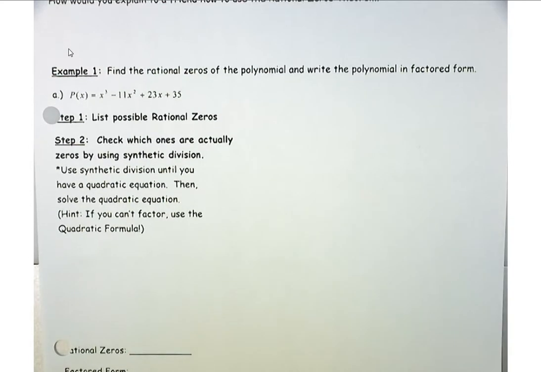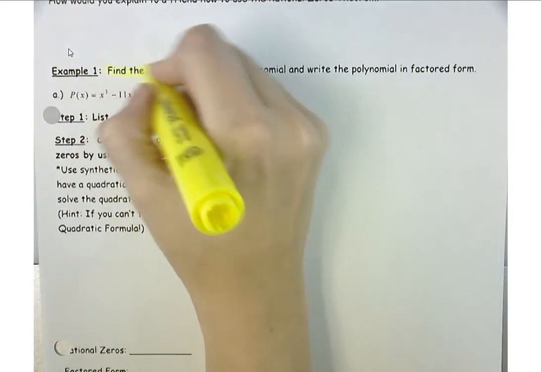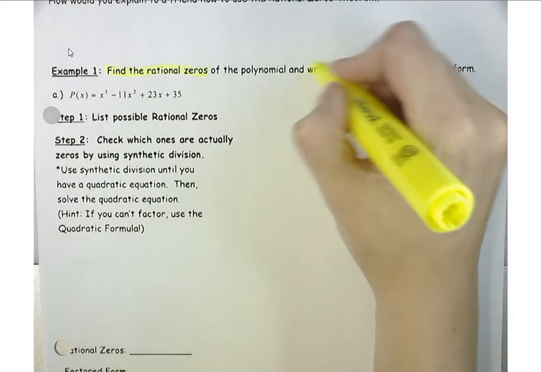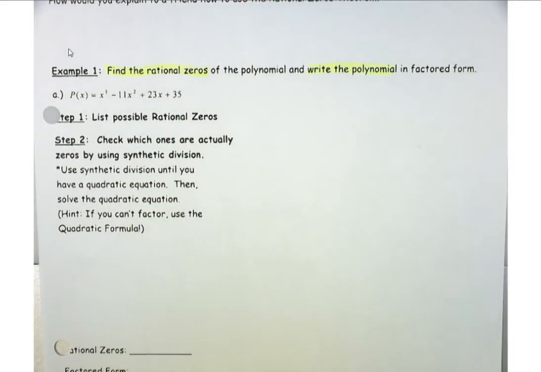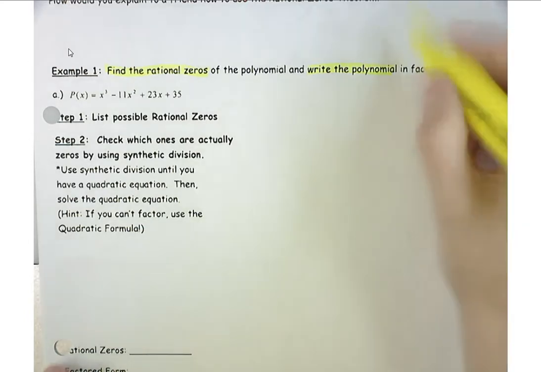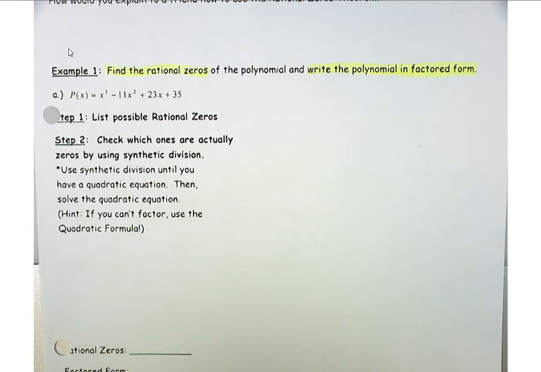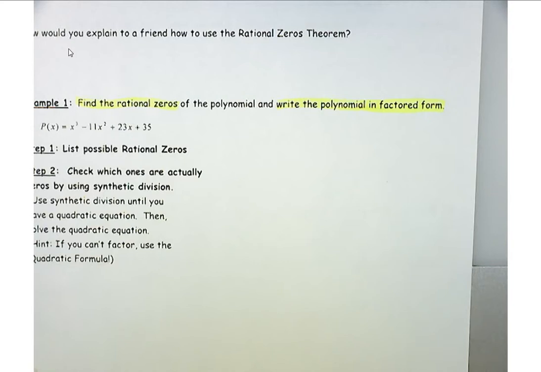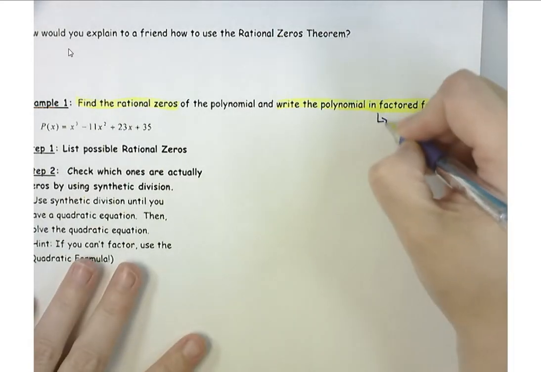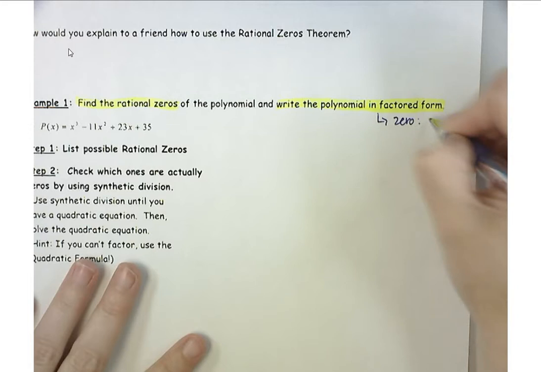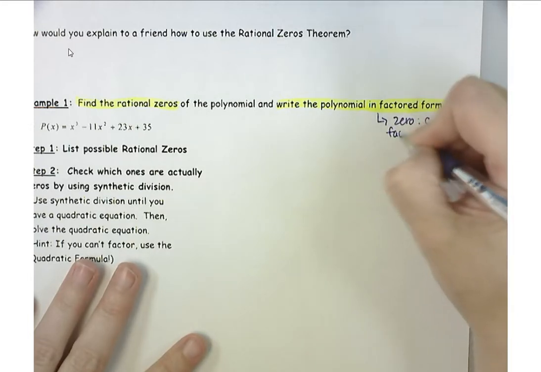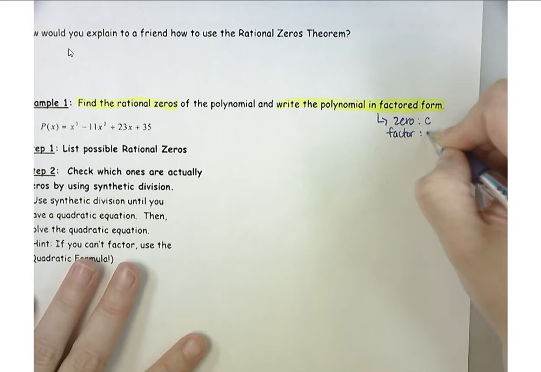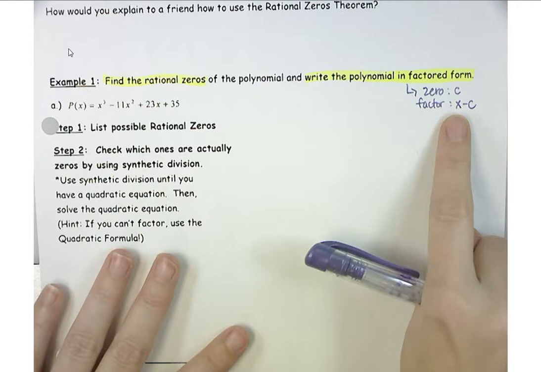All right, so for example 1, there are two things the directions are asking us to do. The first is to find the rational zeros. The second is to write the polynomial in factored form. Okay, so if you are writing the polynomial in factored form, let's just annotate what your factored form is going to be. Okay, so factored form means if your 0 is c, we talked about this yesterday, right? If your 0 is c, then the factor would be what? Good, x minus c. Okay, so you're going to have them in factors.